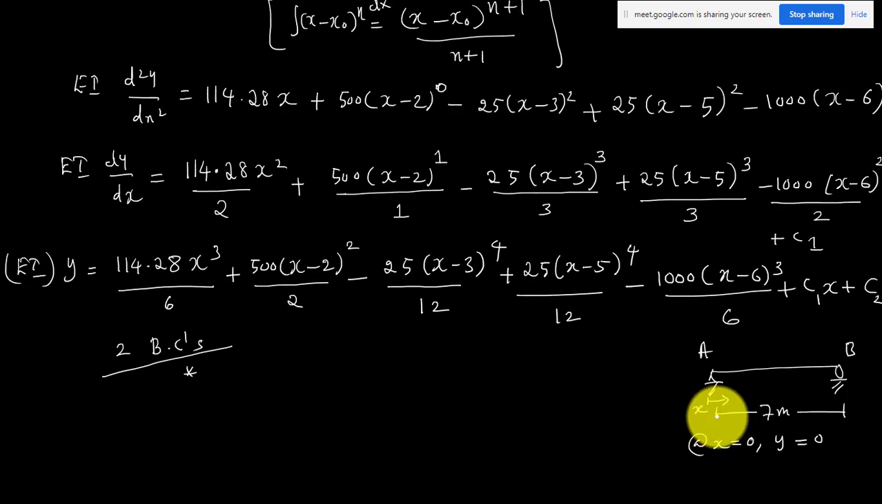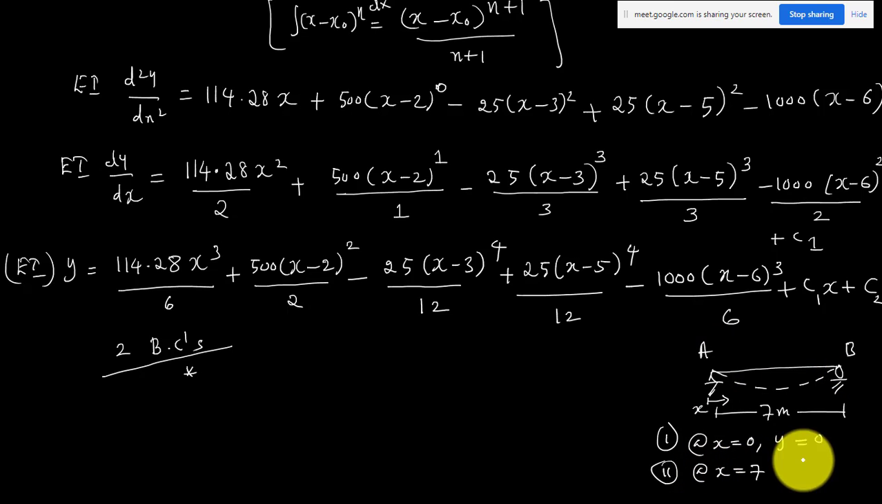So at x equal to 0, at this point y should be 0 because it is a simply supported beam. The deflected shape should be something like this. So at A and B, your deflection must be 0. This is the first boundary condition. The second boundary condition is at support B, where the deflection should be 0. What is the value of x at support B? X is measured from here. I have a beam of 7 meter span, so x is 7 meters and y is 0. That is the second boundary condition.